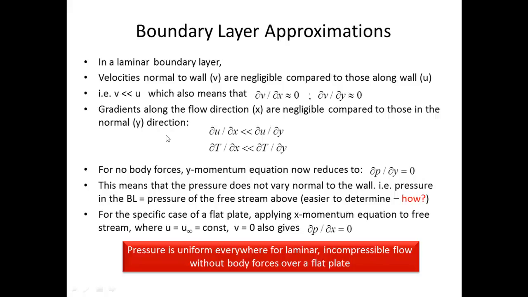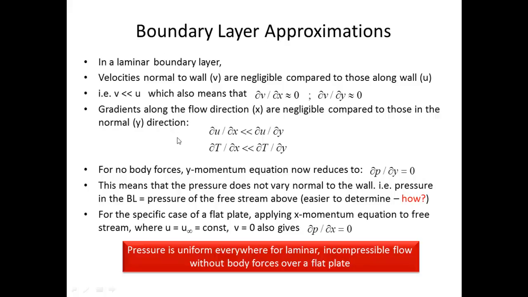Another interesting fact in the boundary layer is that the gradients along the flow direction are negligible compared to the derivatives in the normal direction. That is, terms like ∂/∂x are negligible compared to the ∂/∂y terms. This is because velocity, temperature and other parameters undergo very rapid change in the y direction because of the boundary layer effect. So the gradients are also more dominant in the normal direction compared to the flow direction. That means that ∂u/∂x is much smaller than ∂u/∂y. Similarly, ∂T/∂x is much smaller than ∂T/∂y, and so on.